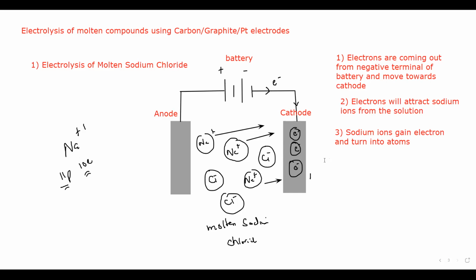And how do we write the equation for the cathode? You have sodium ions from the electrolyte. They will take electron. So electron is added. And when electron is added to a positive ion, what will it turn into? It will turn into a sodium atom. Is it clear? Anyone having a doubt in this?